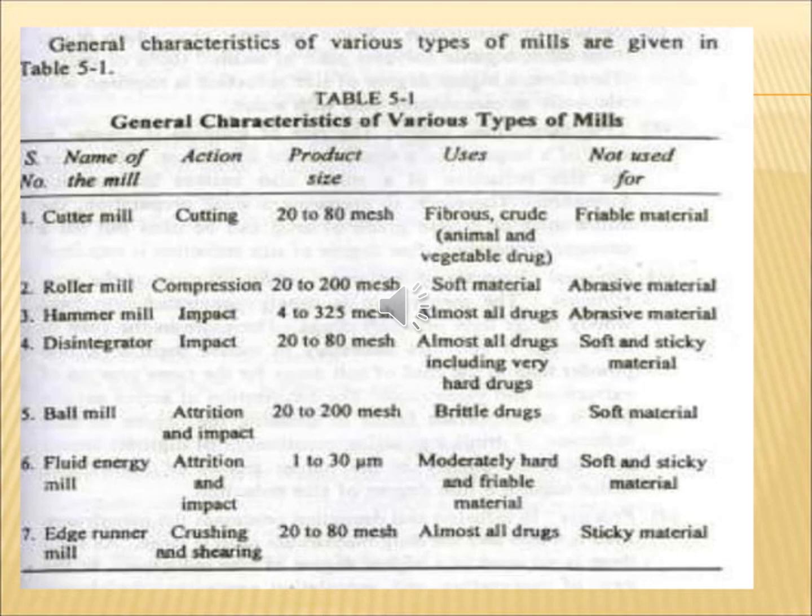Product size 20 to 200 mesh, uses brittle drug, not used for soft material. Fluid energy mill, action attrition and impact, product size 1 to 30 micrometer, uses moderately hard and friable material, not used for soft and sticky material. Edge runner mill, action crushing and shearing, product size 20 to 80 mesh, uses almost all drugs, not used for sticky material.